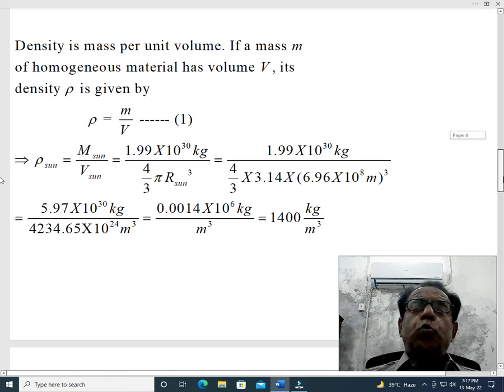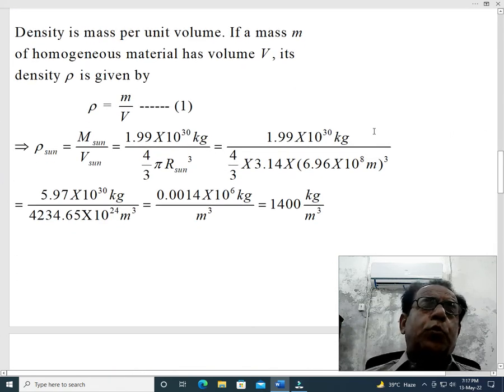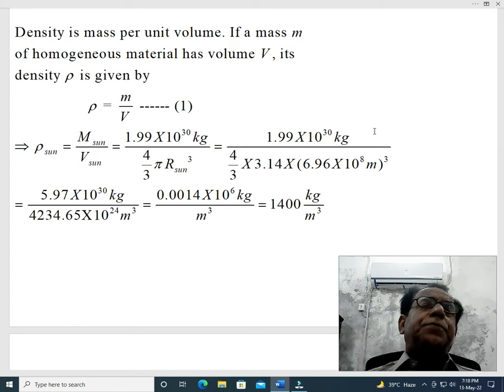Now we move on to the next part of the solution of this problem. And this part is again in the same manner as our previous problems of this topic, that is fluid mechanics. Density is mass per unit volume. If a mass m of homogeneous material has a volume V, capital V, then its density rho is given by rho equal to m over V, equation number 1.